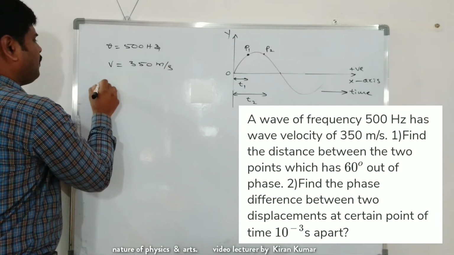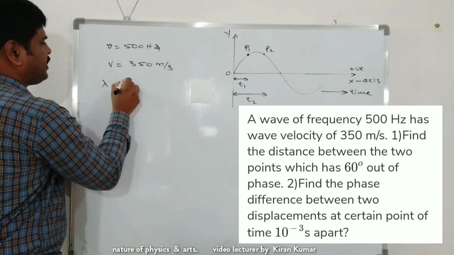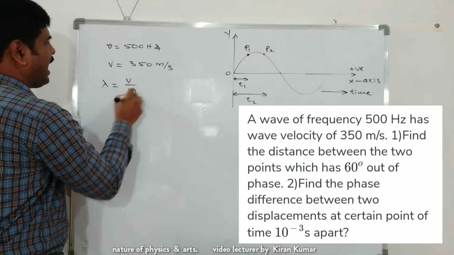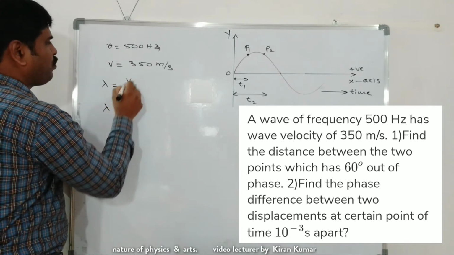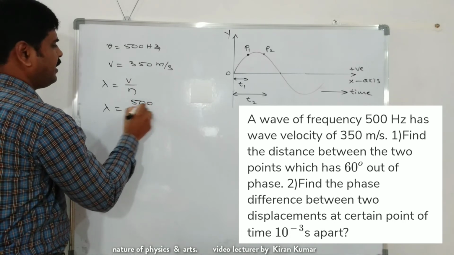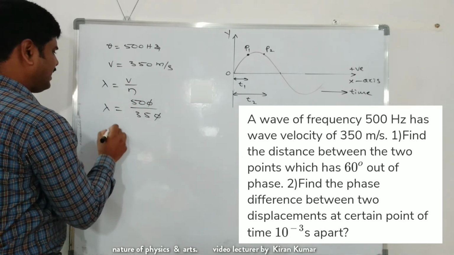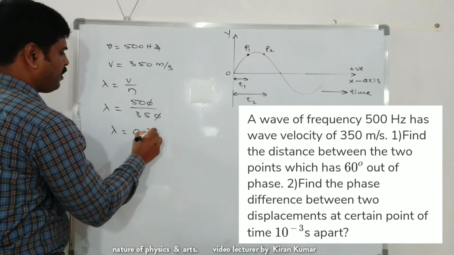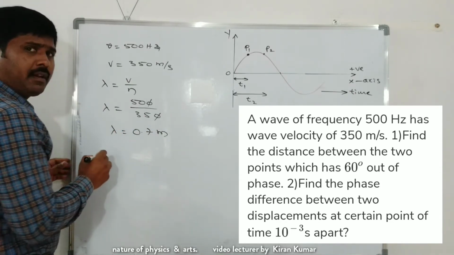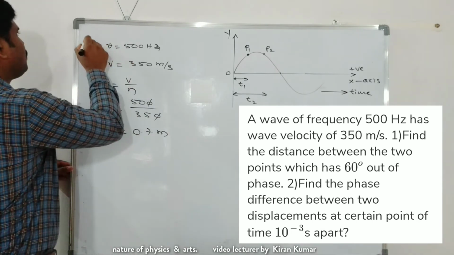So the wavelength lambda is equal to v by nu. So lambda is equal to 350 divided by 500, and the lambda value is 0.7 meter. Okay, for the first one.